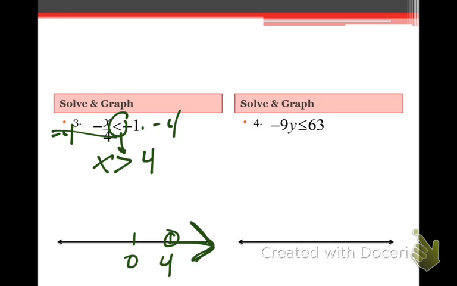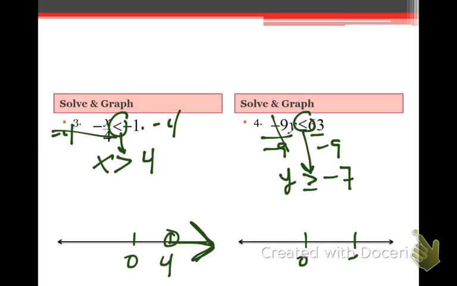Number 4. Same deal, right? If you want to isolate y, you have to divide by negative 9. And so y is going to be, we're dividing by a negative, greater than or equal to negative 7. Okay. 0 here. Oh, wrong side.